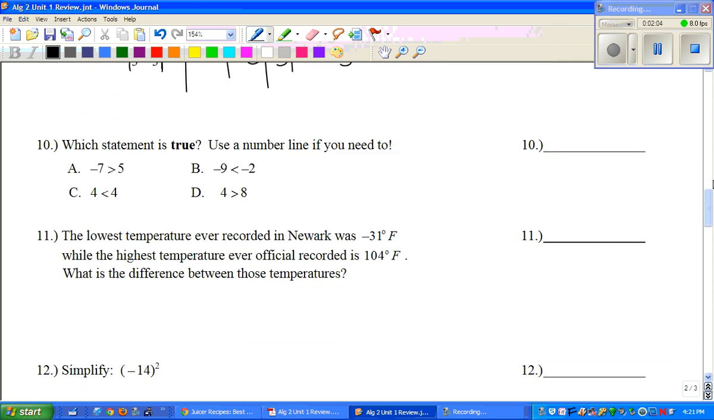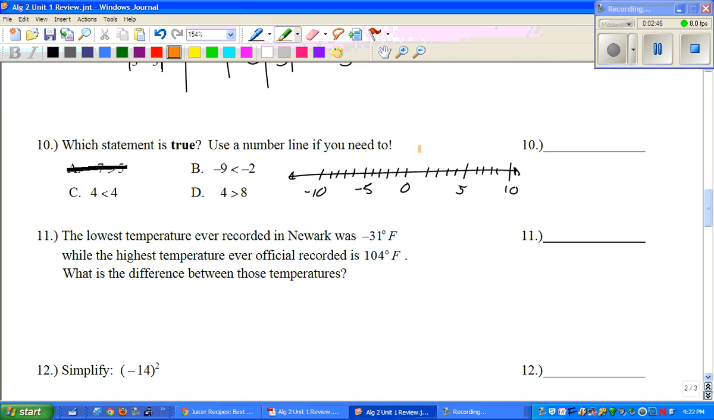Now, number 10 says which statement is true, and to draw a number line if you need to. Well, let's draw a number line just in case. There's 0, 1, 2, 3, 4. There's 5, 6, 7, 8, 9. There's 10. There's negative 5. And there's negative 10. Okay, so the first one is saying that negative 7, which is down there, is greater than 5. Is negative 7, this number all the way down here, greater than 5? No, it's not. So A is not true.